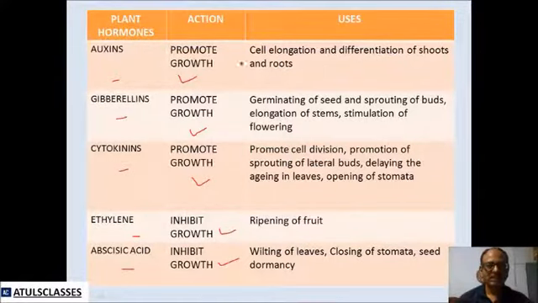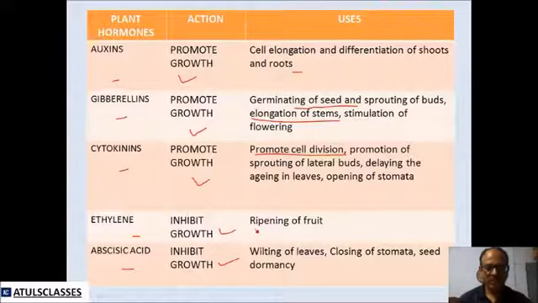So what does auxin do? Auxins help in elongation and differentiation of roots and shoots. Gibberellins have a specialty: they are involved in elongation of stems and germination of seeds. Cytokinins, as the name suggests, help in cell division, or promote cell division. Then the inhibitors: ethylene inhibits growth, so it helps in the ripening of fruit.